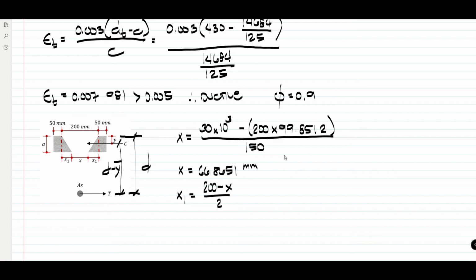So, substituting the value of the x dito sa equation natin, we have 200 minus 66.8651 over 2. So, yung x sub 1 natin ngayon dito will just be equivalent to a value 66.5675. At yan na ngayon yung value ng x sub 1 natin. Ngayon, we can proceed in getting the value of our y bar.